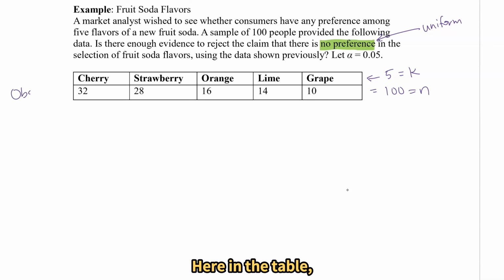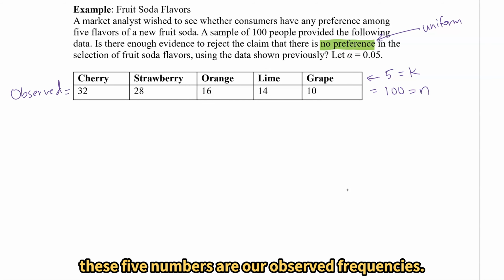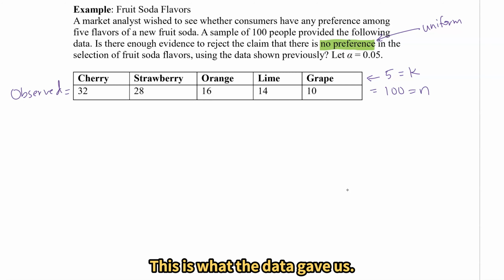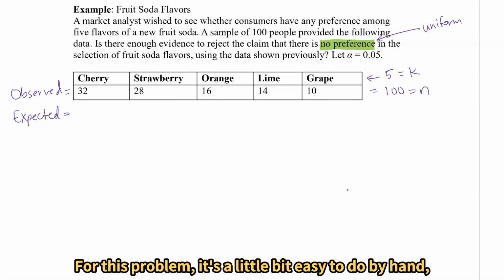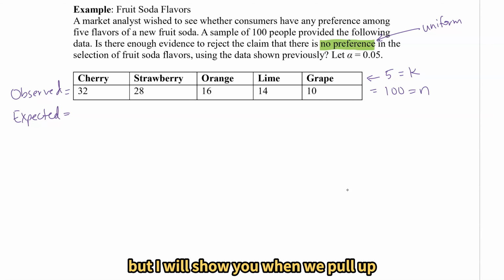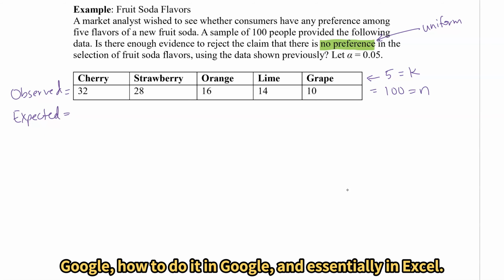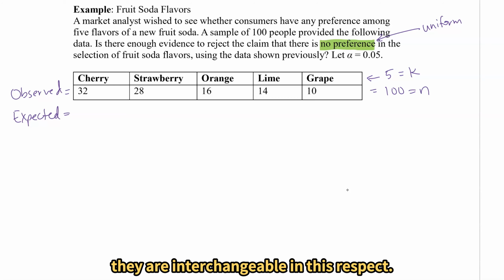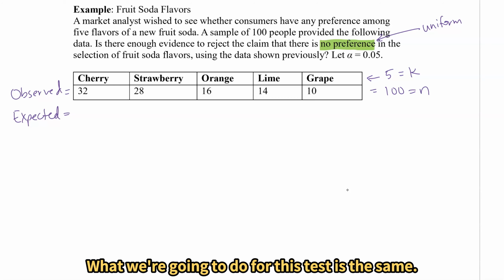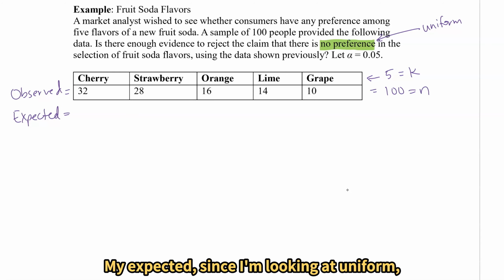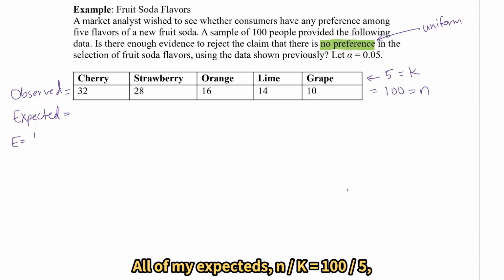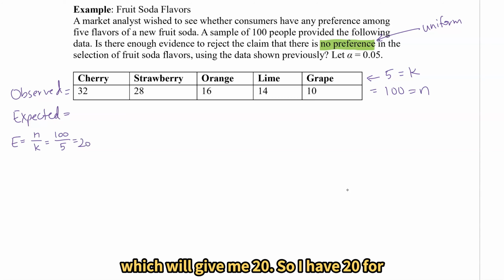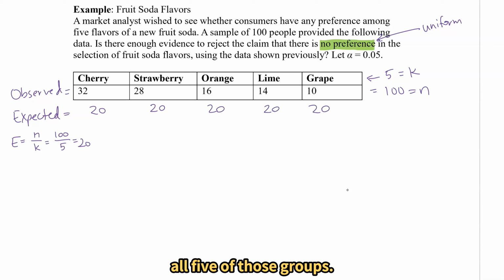Here in the table, these 5 numbers are our observed frequencies. This is what the data gave us. So we need to find the expected. For this problem, it's a little bit easy to do by hand, but I will show you when we pull up Google how to do it in Google and essentially in Excel. Even though I'm going to use Google, they are interchangeable in this respect. What we're going to do for this test is the same. So I have observed up top. My expected, since I'm looking at uniform, all of my expecteds, n divided by k. 100 divided by 5, which will give me 20. So I have 20 for all 5 of those groups.